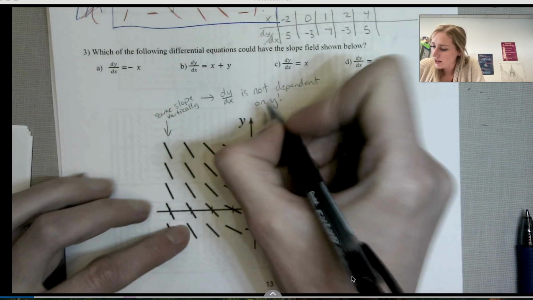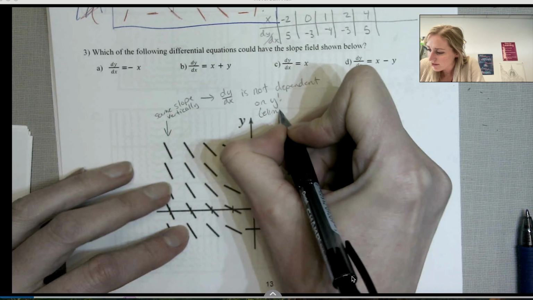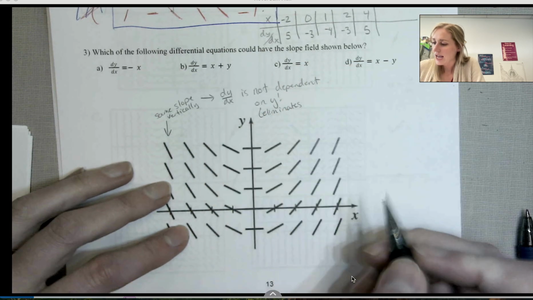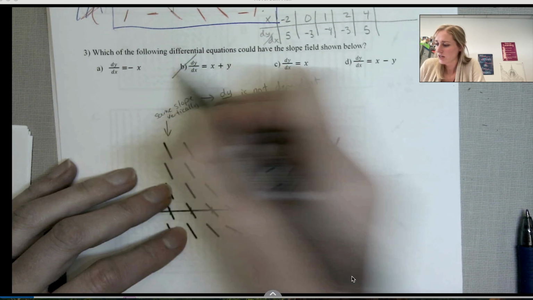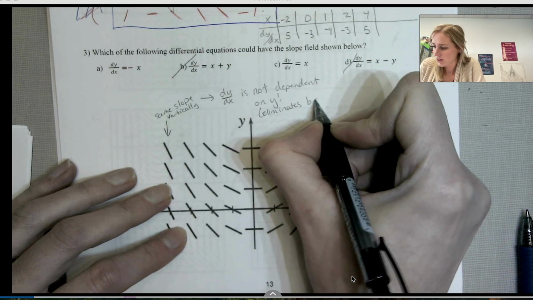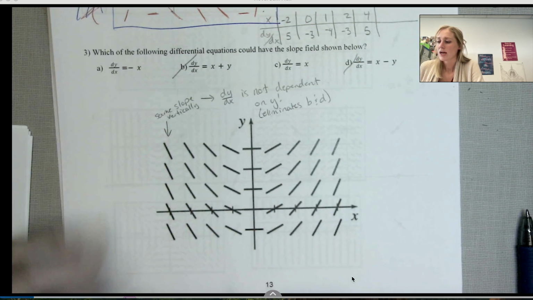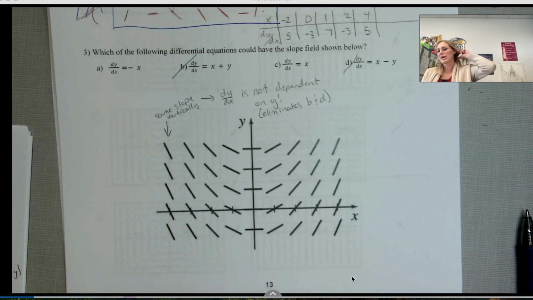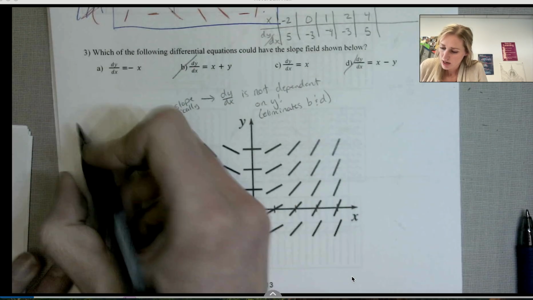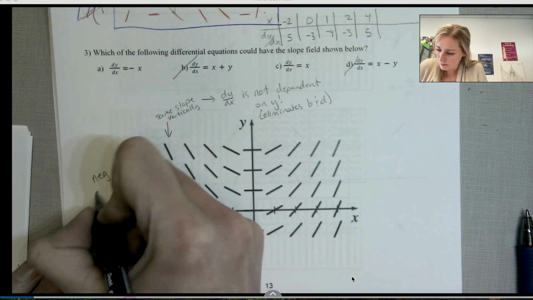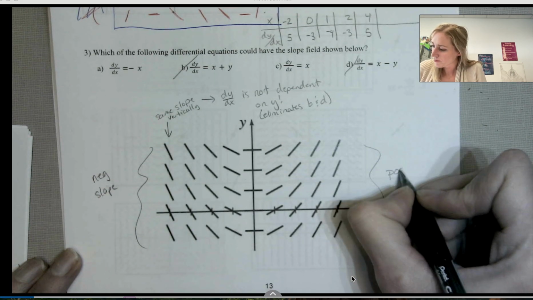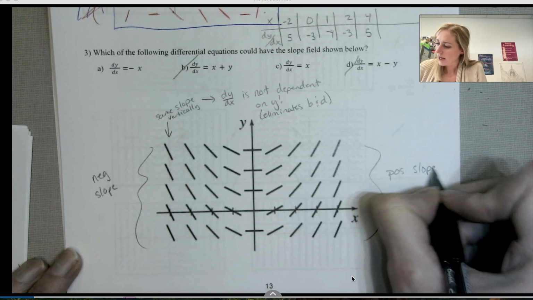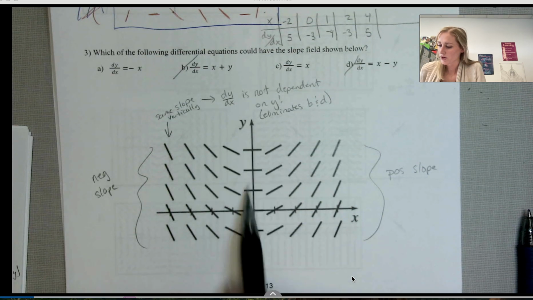So what this does is eliminate any of the differentials that use y. That's going to eliminate b and d. Okay? Now the other thing I can look at is the pattern of where it's positive and negative. Over here, they're all negative slope. Over here, it's all positive slope. And then we got 0 here.